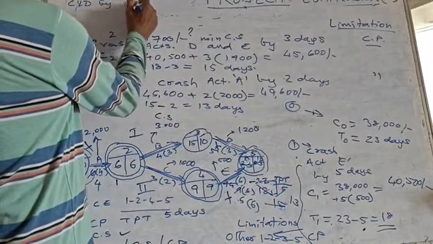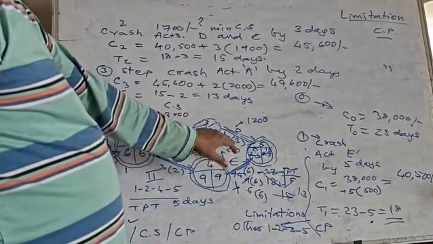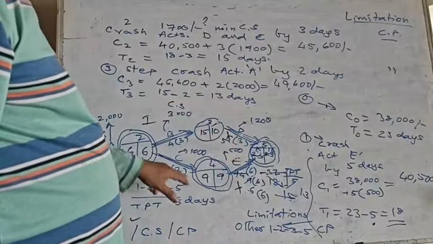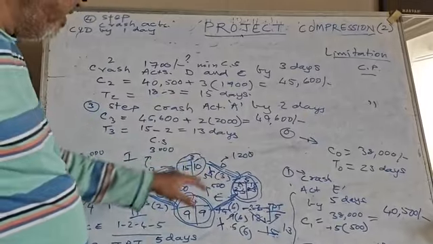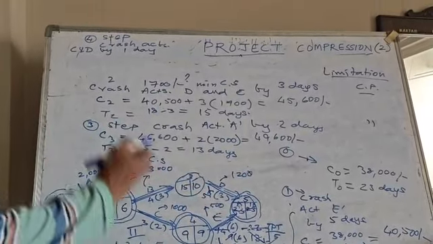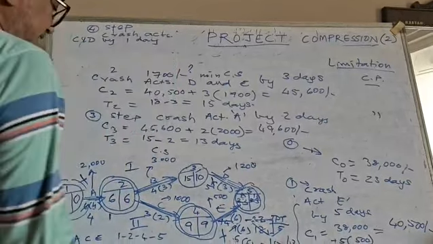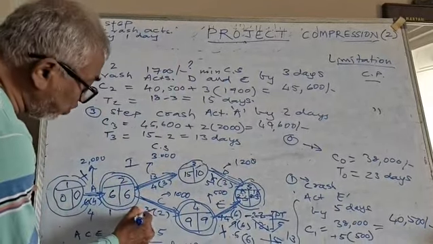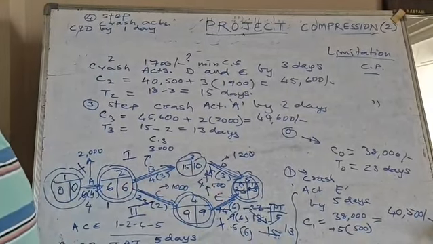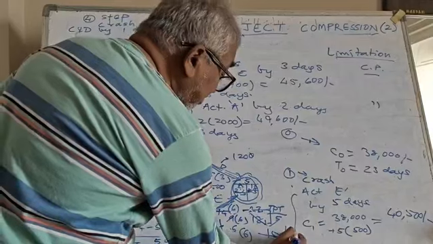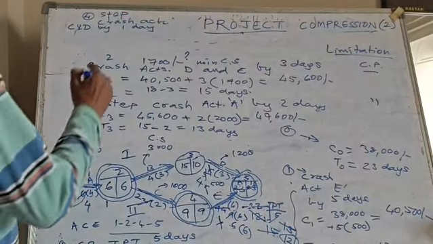You can crash only by 1 day. You cannot crash by 2 days. Though the crash potential available here is 2 days, the crash potential available here is 1 day. The combination you are taking is 1000 plus 1200. That is the minimum among the rest. So it will be reduced by 1 day. So this one will become 2. This one will become 4. This one, 1 day has gone, so it becomes 12. So what will be the C4?